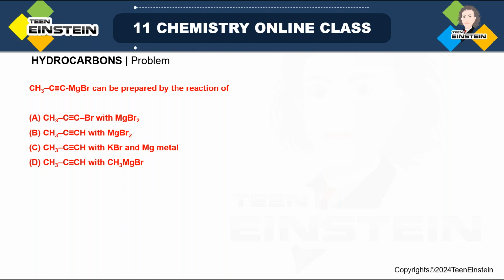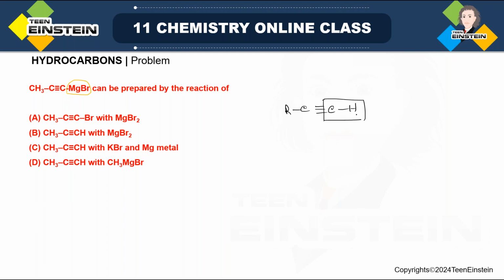CH3C triple bond C MgBr can be prepared by the reaction of which of these combinations? Now, whenever you see this term MgBr, one thing is clear: we have to use a Grignard reagent. There is no doubt about it. Only from a Grignard reagent can we get this type of unit MgBr. Now, when we are talking about a Grignard reagent, obviously there has to be some terminal hydrogen, that is, the active hydrogen.